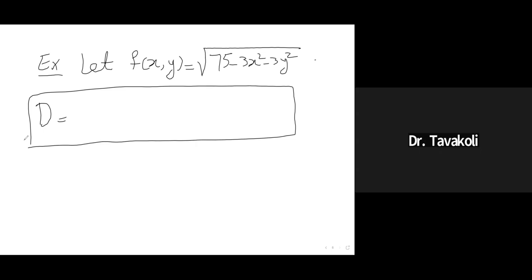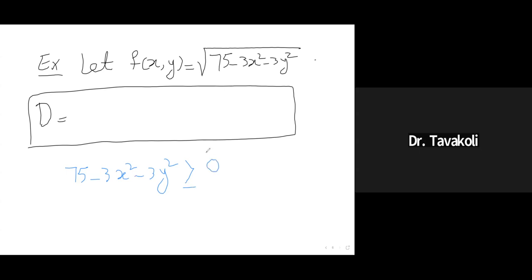So you may pause the video and try to find a condition that describes x and y's that give sense to this expression. Again, under the radical should be non-negative. Therefore, 75 minus 3x squared minus 3y squared must be more than or equal to 0.